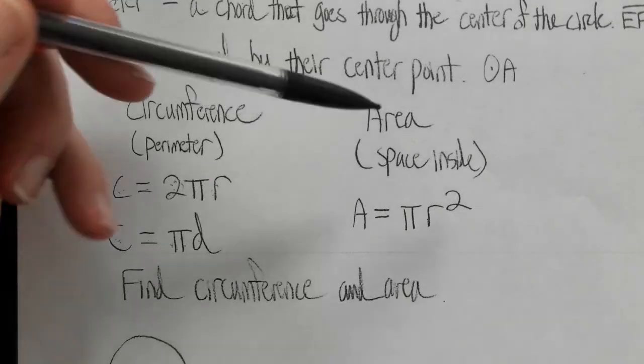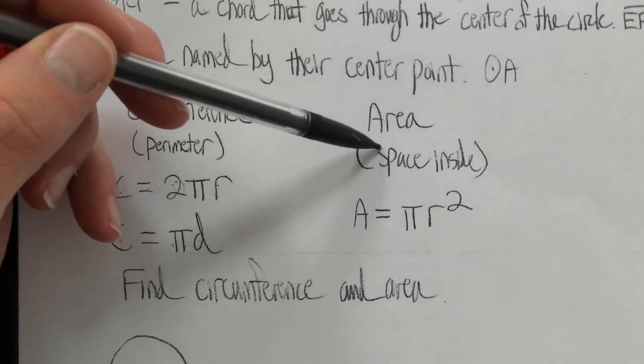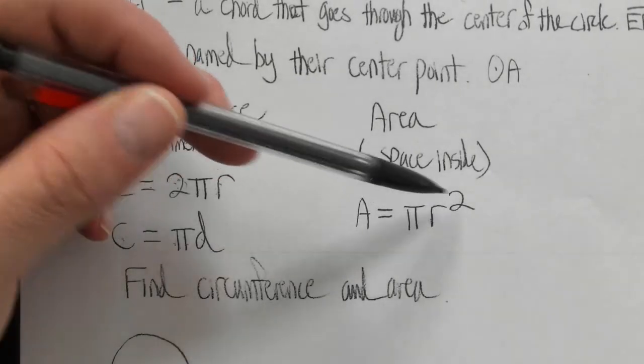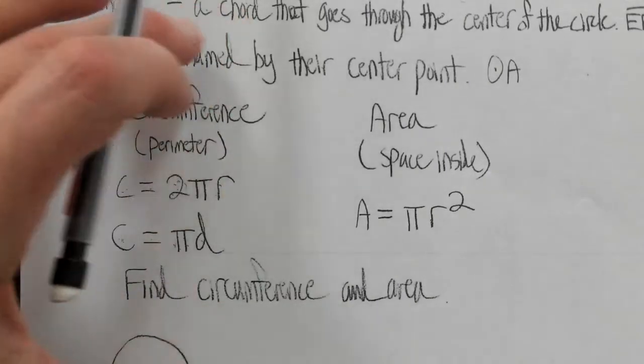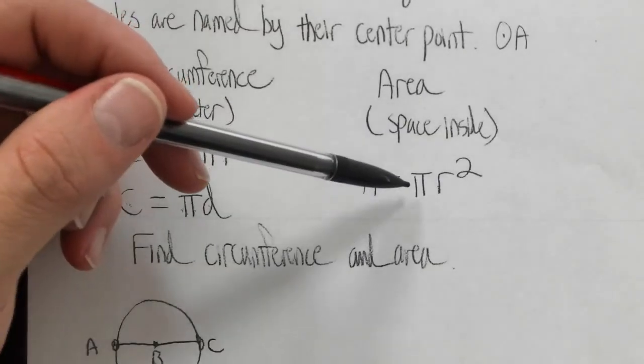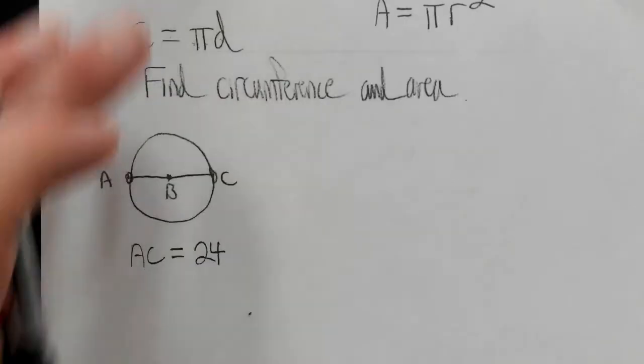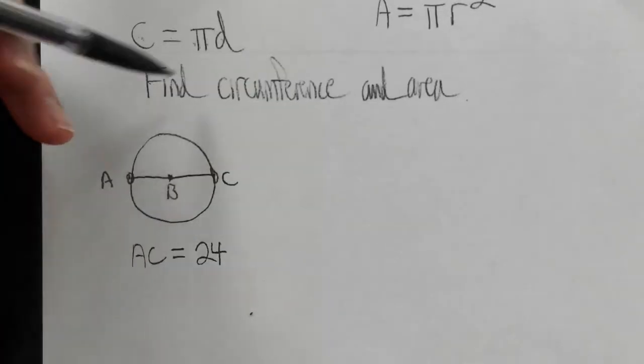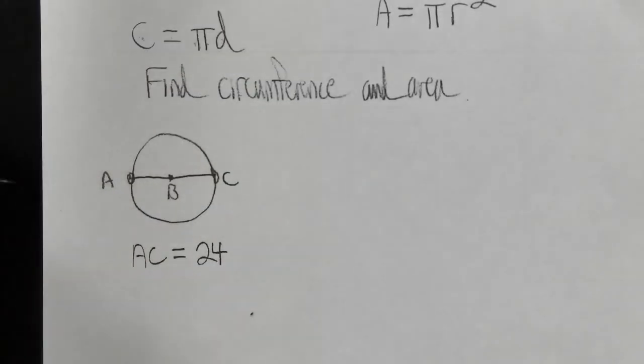All right. The area, which is the space inside the circle, is pi r squared. We've looked at this formula in an earlier unit, and you've probably seen this formula from the time you were in 6th grade. Okay. Find the circumference and the area is our task.